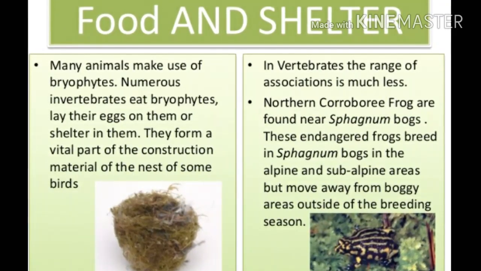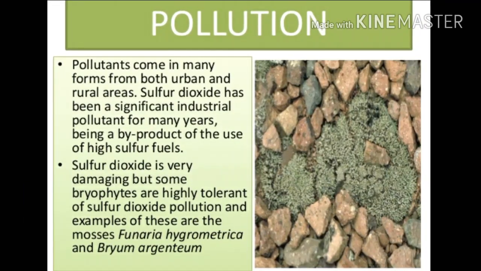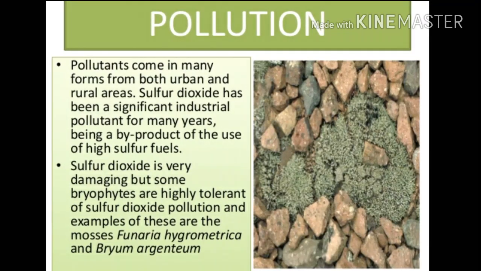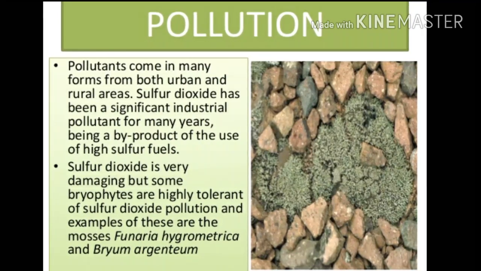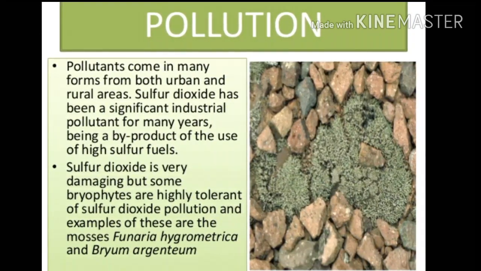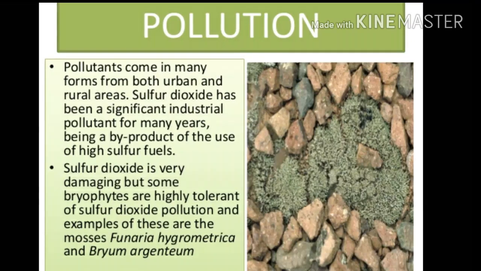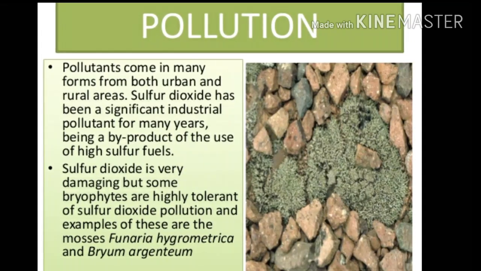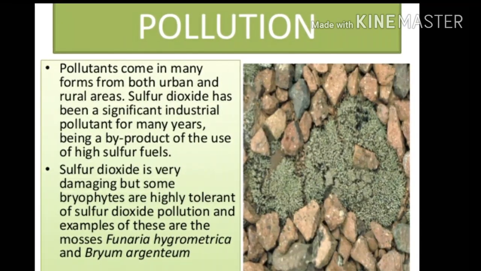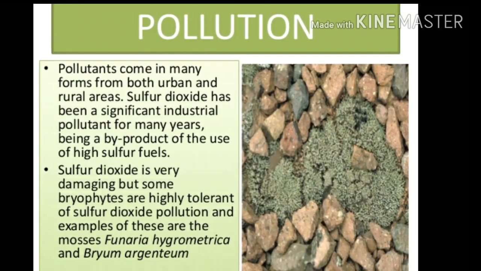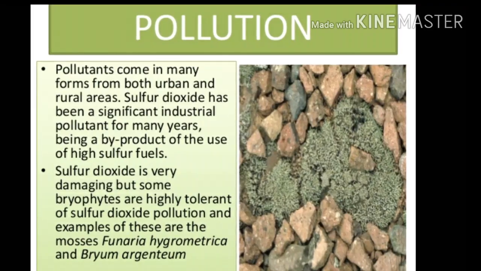Now we come to pollution, and we are totally sick of it. There are many types of pollution. SO2 gas pollutants come from industrial and non-industrial areas, rural or urban areas. But some bryophytes have a high tolerance capacity. They can germinate in burning air, at high temperature, and with a high amount of acid and pollutants too. Examples are Funaria hygrometrica and Bryum argenteum.